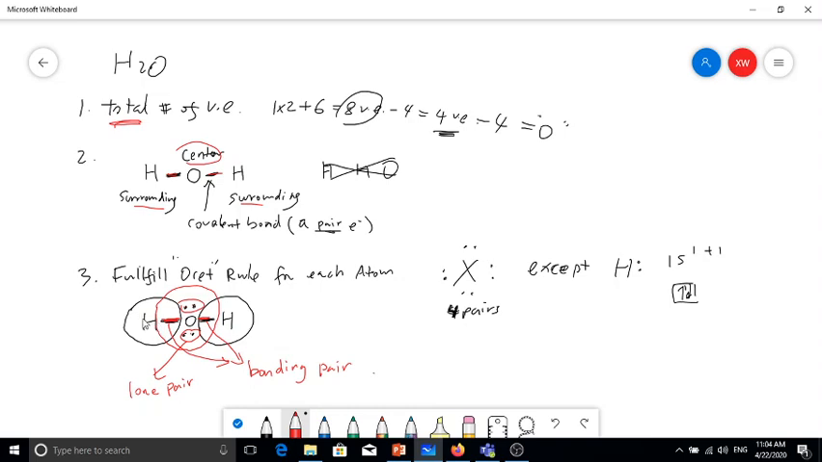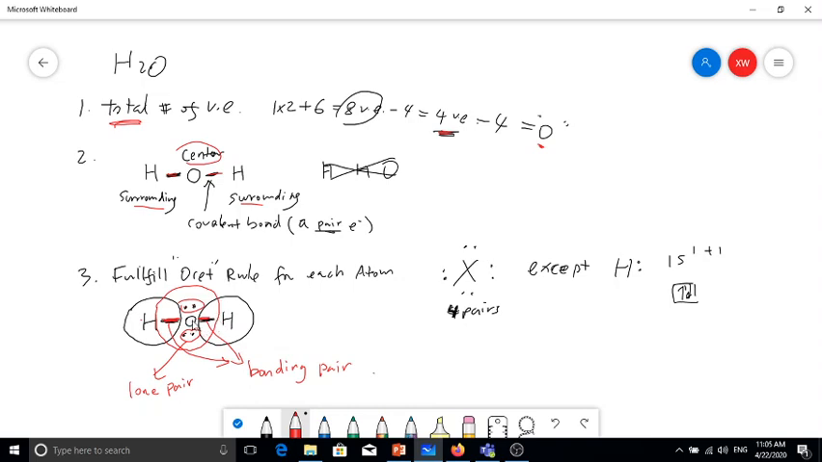And once you have that, you have to start working on the surrounding atoms first. Make sure every surrounding atom has either 4 pairs, or 1 pair if it's hydrogen. Once they have what they want, then you start working on the central atom. Give it whatever it needs if you have leftover electrons, until you have no more electrons left over.